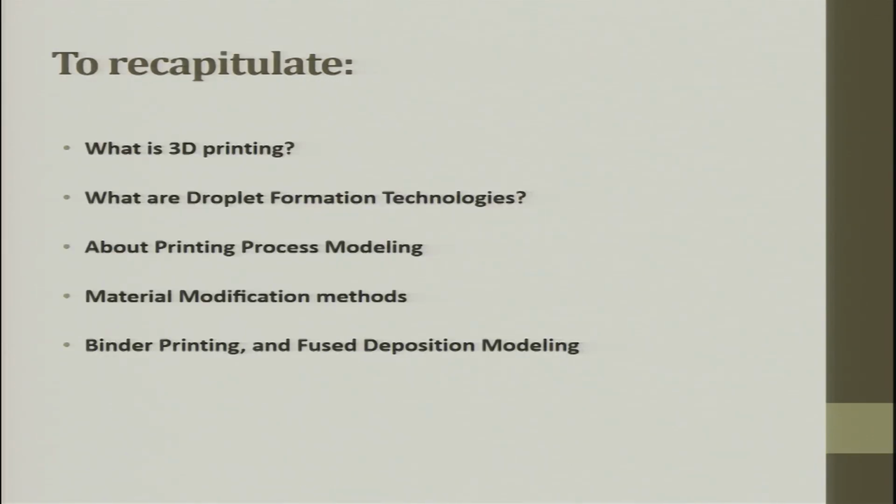So, in this chapter what we saw was 3D printing, what droplet formation technology was, printing process modeling we saw, material modification methods we saw, and binder printing and fused deposition modeling we saw.